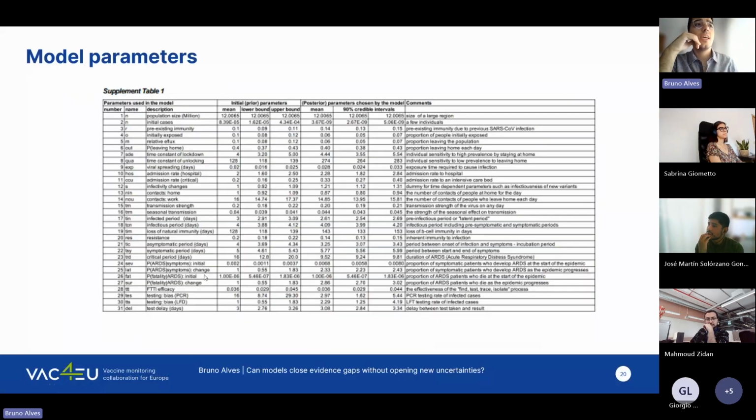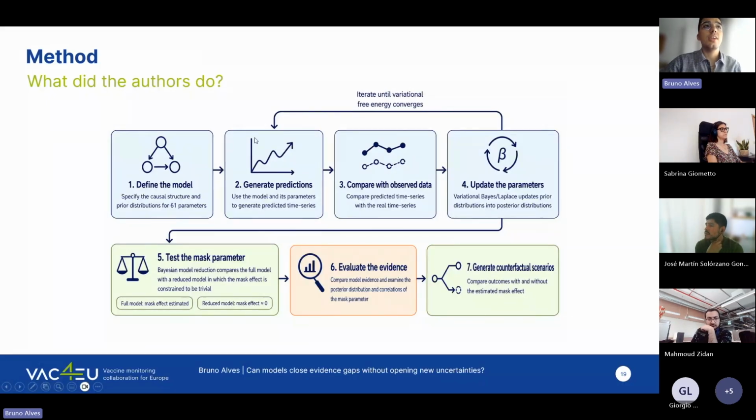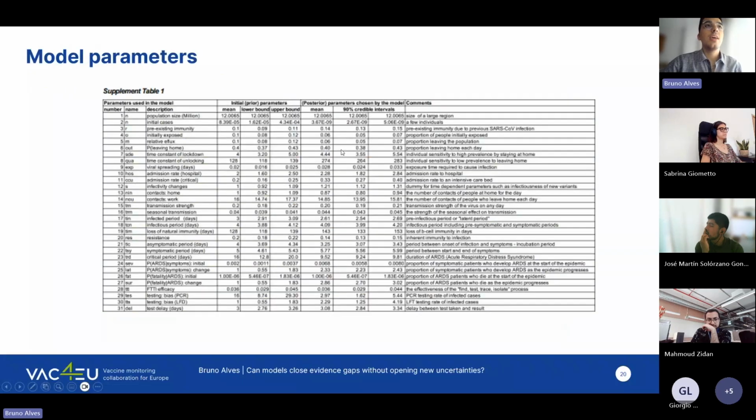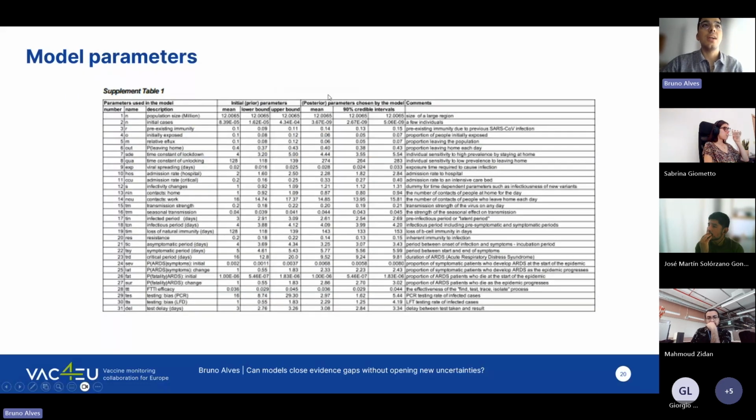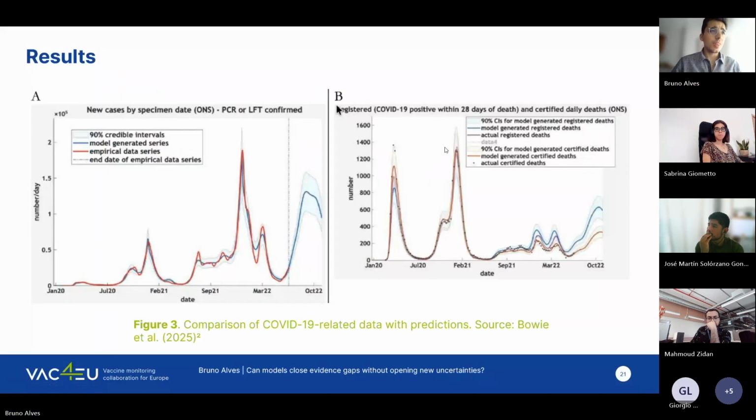This is just for you to see on the supplement tables. If you are curious, there are parameters, the initial or prior parameters that were generated between step 1 and step 2, and the posterior parameters that are generated on step 4 after the comparison with observed data. You can see there the means for each parameter and the credible intervals and comments on these parameters. And now we have the results.